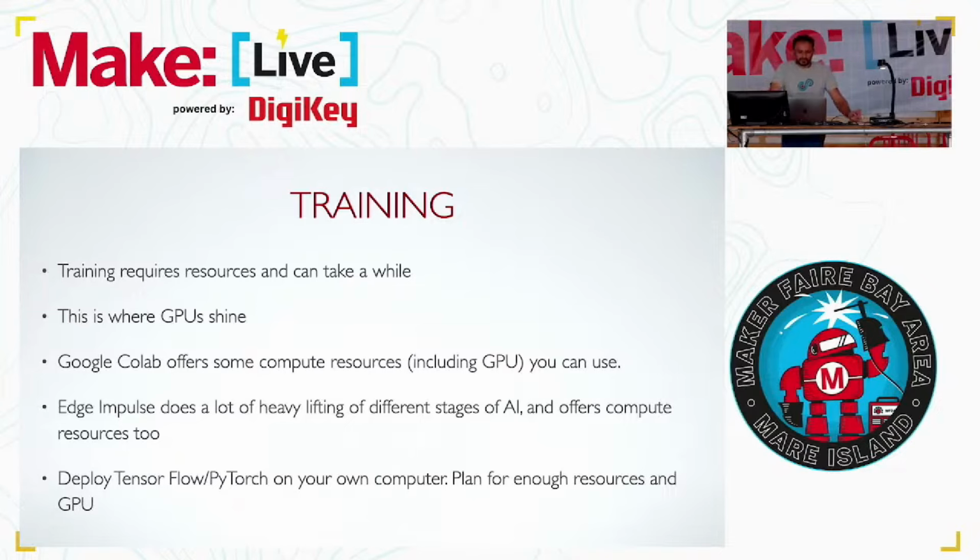Google has a site called Colab, and that allows you to run your training models on it. It offers some computing resources, including the GPU that you can use. However, just like any free resource, it's resource constrained, and it comes with restrictions. So if you have a lot of data and a lot of training to do, this is going to be cumbersome.